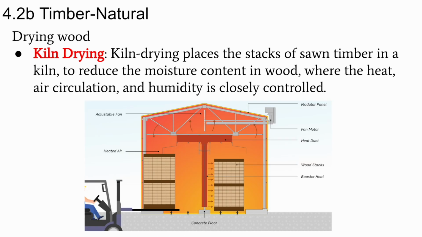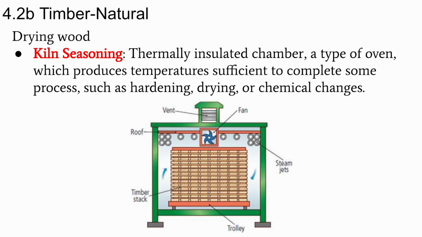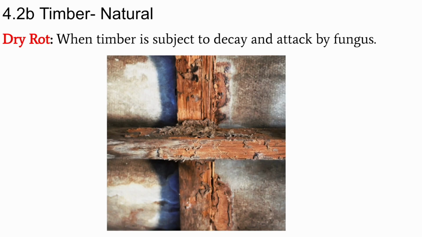You can kiln dry. So kiln drying places stacks of sawn timber in a kiln to reduce the moisture content in the wood, where the heat and air circulation and humidity is closely controlled. So this is an example of a wood drying kiln. So you're going to heat this up and you're going to dry the wood using heat and controlled conditions. Kiln seasoning is a thermal insulated chamber, it's a type of oven, which produces temperatures sufficient to complete some processes such as hardening, drying, or chemical changes. And this is an example of a kiln seasoning process. And again, you want to do this so you don't get dry rot.